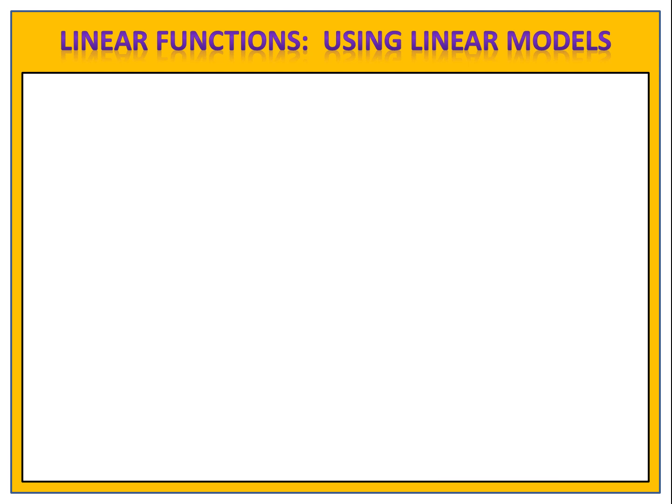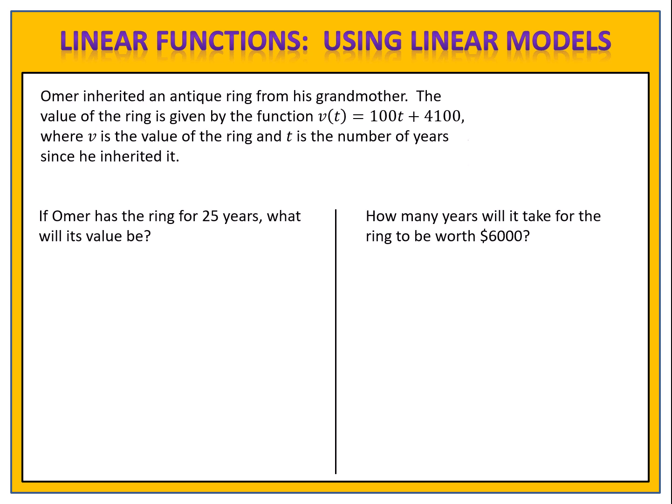The next exercise is for you to try. Omer inherited an antique ring from his grandmother. The value of the ring is given by the function v of t equals 100t plus 4,100, where v is the value of the ring and t is the number of years since he inherited it. First, write down the equation and then identify the variables v and t and label them with what they represent. Then answer the two questions below.